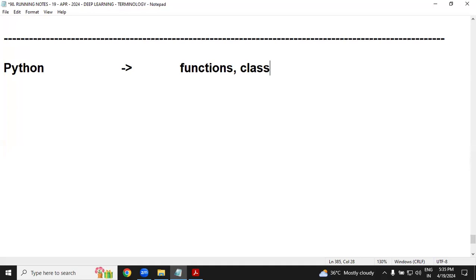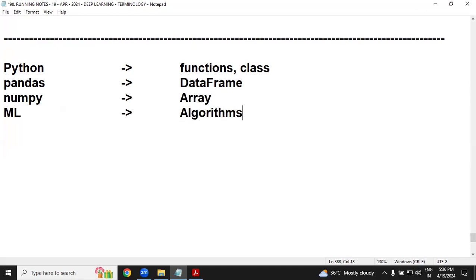Why am I saying functions are important? Even the hello world example we have executed by using a function. Let me talk about pandas. What is the backbone? Data frame. And next one is NumPy. What is the backbone? Array. ML, what is the backbone? Algorithms. DL, what is the backbone? When I say backbone, I mean the support.